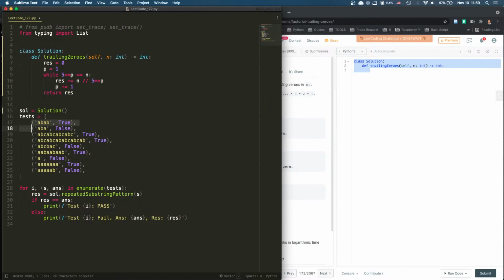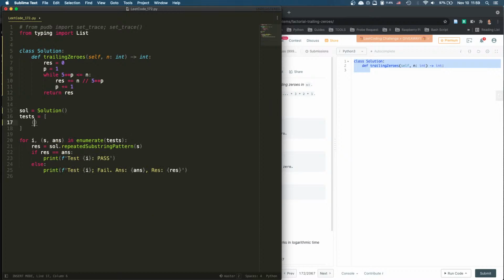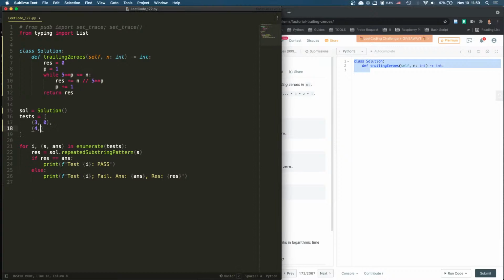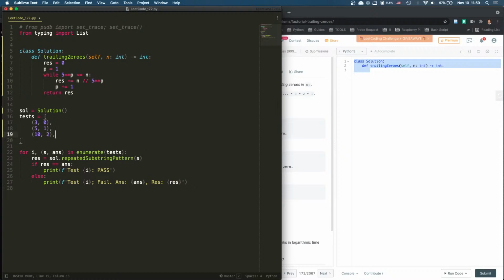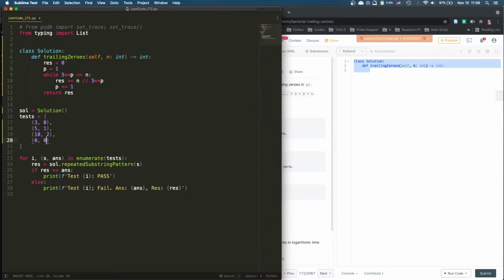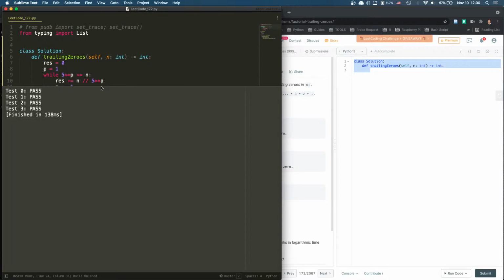Okay, let's try this. So 3 is going to be 0, 4 is 0, 5 is 1. Wait, no, 10 is 2. And if n is 0, that's going to be 0. We can actually test this, and if this one doesn't work, we can write our own test case and then try it. Yeah, these are right.